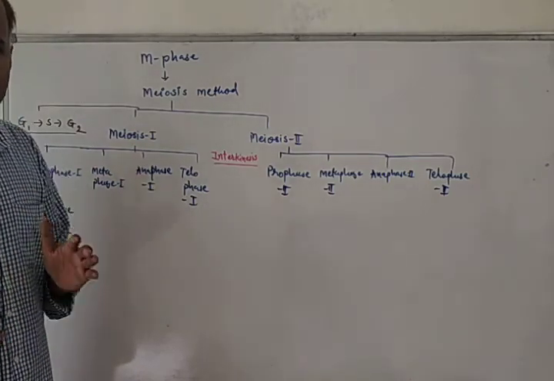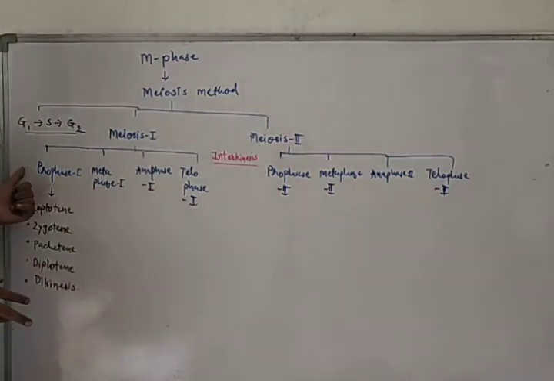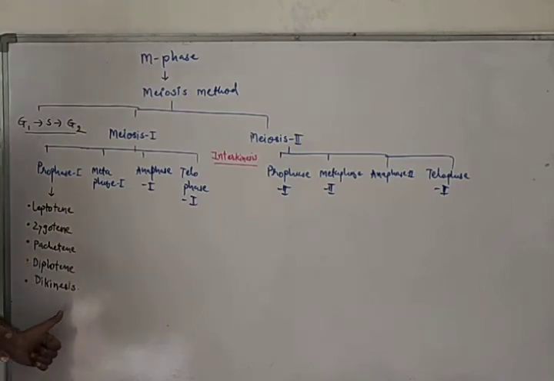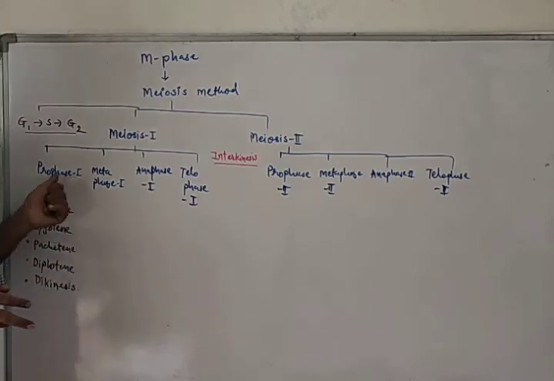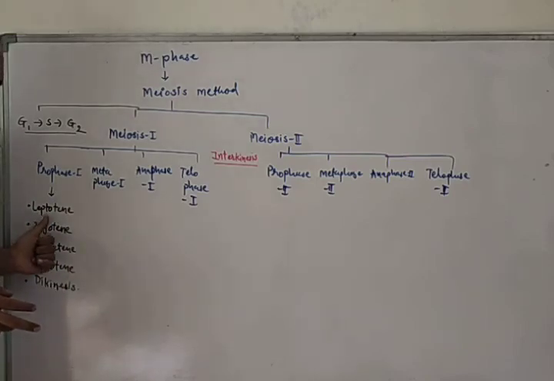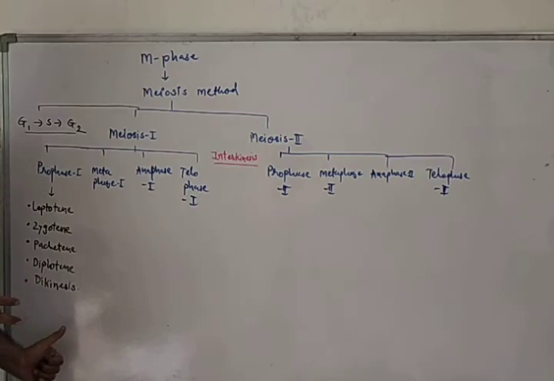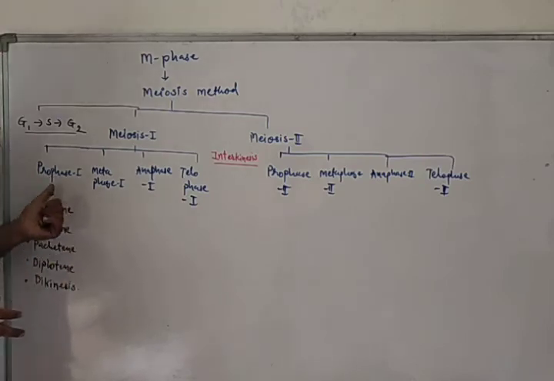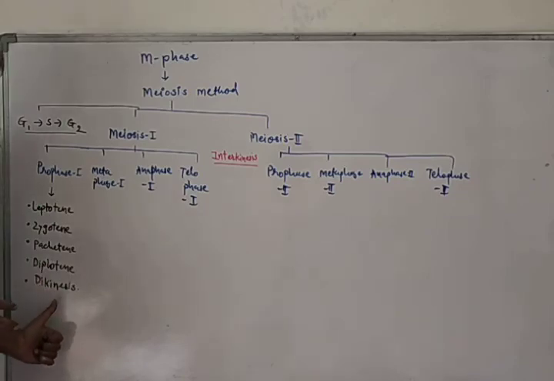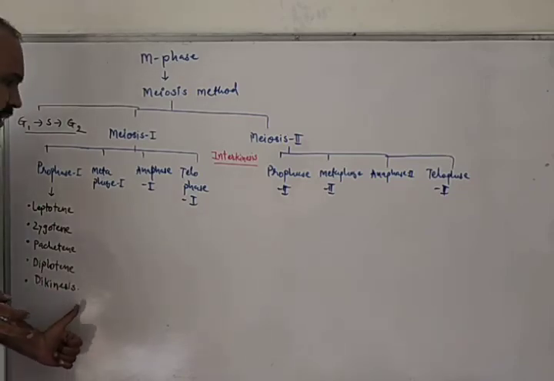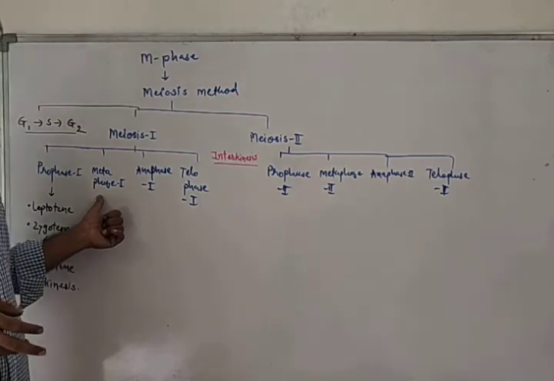Prophase 1 involves the following steps: leptotene, zygotene, pachytene, diplotene and diakinesis. These are the steps in prophase 1. When this last step, diakinesis, is over, the cell will enter into metaphase 1.